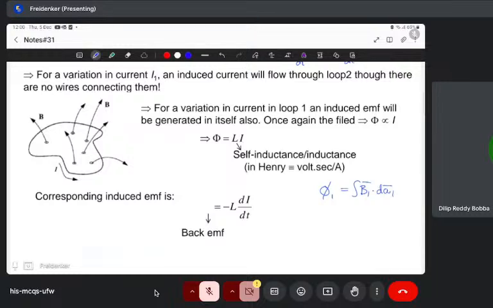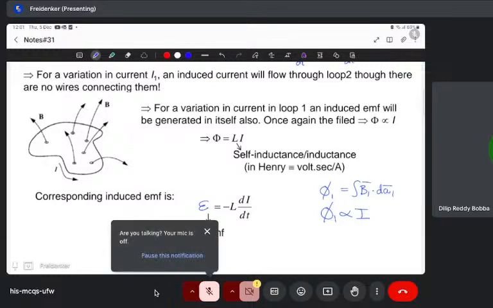So what they try to do is write this as something proportional to I. So magnetic flux of the same loop is proportional to I, and the proportionality constant that they kept is L. So L is called self-inductance. So the EMF in that case will be nothing but just d phi by dt with a minus sign. So minus L di by dt.